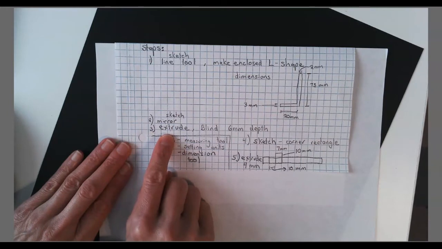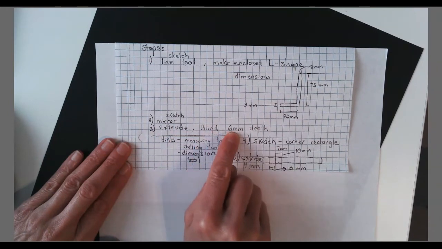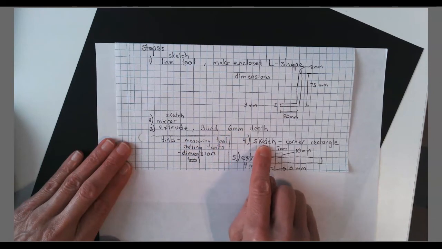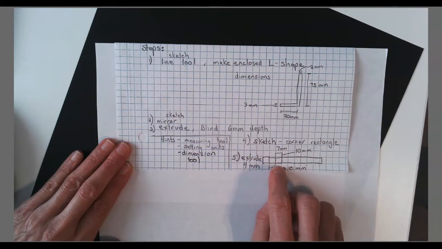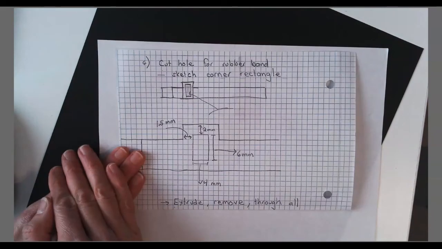Then I go on to extrude that sketch to a depth of 6 millimeters. The next step will be to make a sketch using a corner rectangle to add material to the striker for the rubber band to pass through. And then extrude that rectangle to add the material.